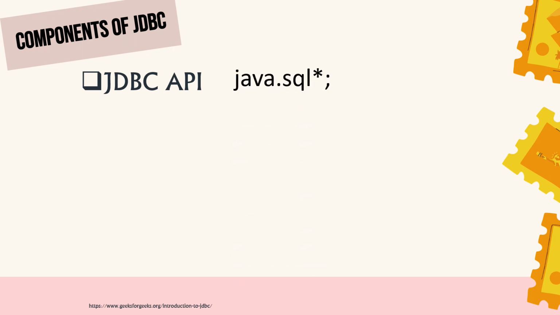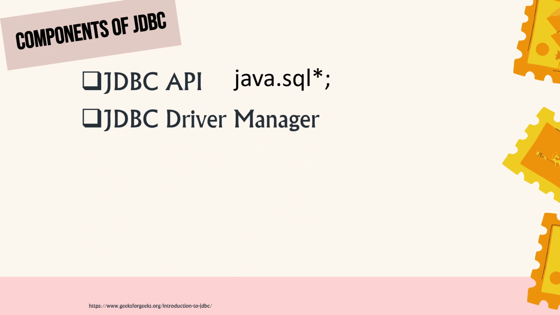And the next one is the JDBC Driver Manager. The JDBC Driver Manager loads a database-specific driver in an application to establish a connection with the database. So the JDBC Driver Manager serves as a bridge. The Java application connects to the database. That's the purpose of the JDBC Driver Manager. It is used to make a database-specific call to the database to process the user's requests.